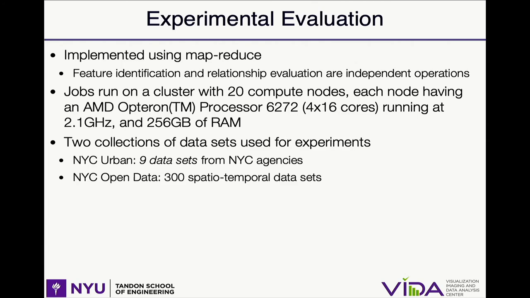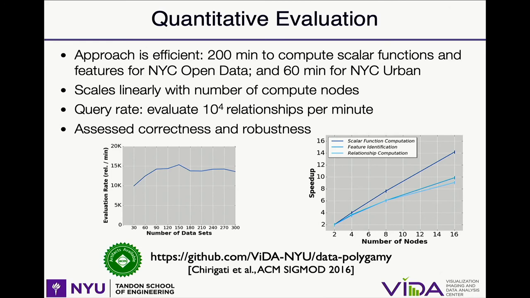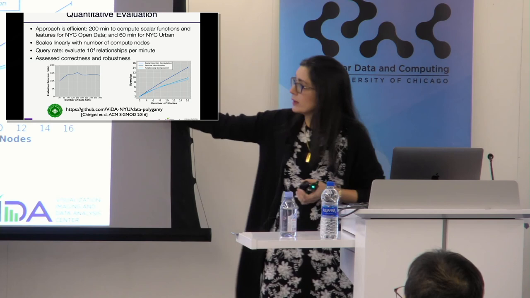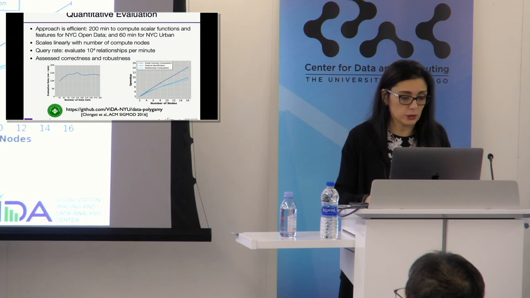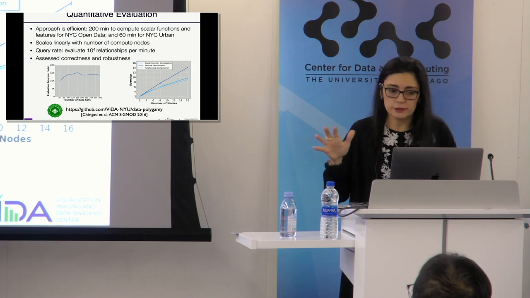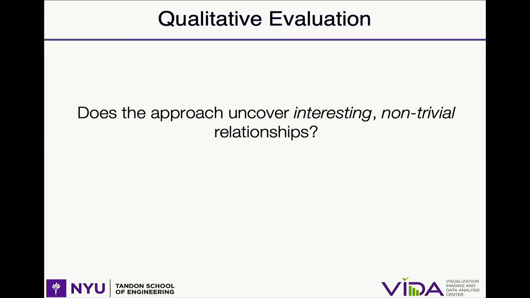So what did we find in our experiments? The approach is scalable. It doesn't take very long to process all these different files, even on an old cluster. The approach scales linearly with the number of nodes, so if you have more nodes or faster nodes, it's going to scale well. We can evaluate 10,000 relationships per minute, which is also good. We also assessed both the correctness and robustness of the methods, and the details are in the paper. But I would like to show you the qualitative side. Does it actually uncover real, interesting, and non-trivial relationships?